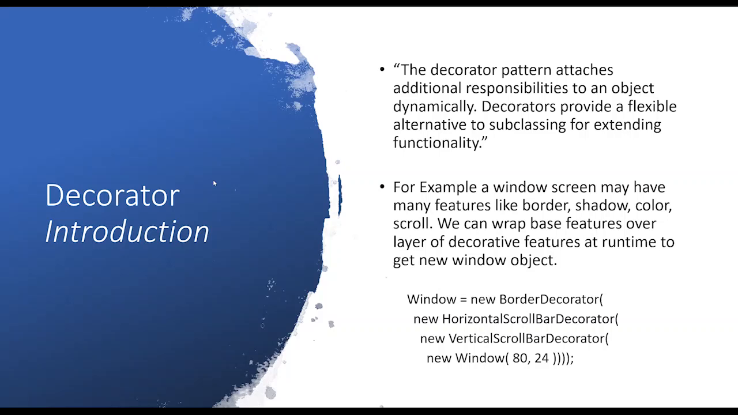It will be like a combination, a permutation of scroll bar, non-scroll bar, and border, non-border objects. We will have to create the permutation of these subclasses. And as new features come, the permutation increases, and these extensions of subclasses will be in the order of 2 to the power of n, where n is the number of features requested.